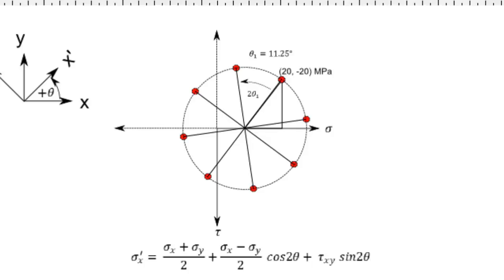If we were to plot infinitely many data points, we would actually see that we form a circle that represents the state of stress given by the initial problem. This is referred to as Mohr's circle.